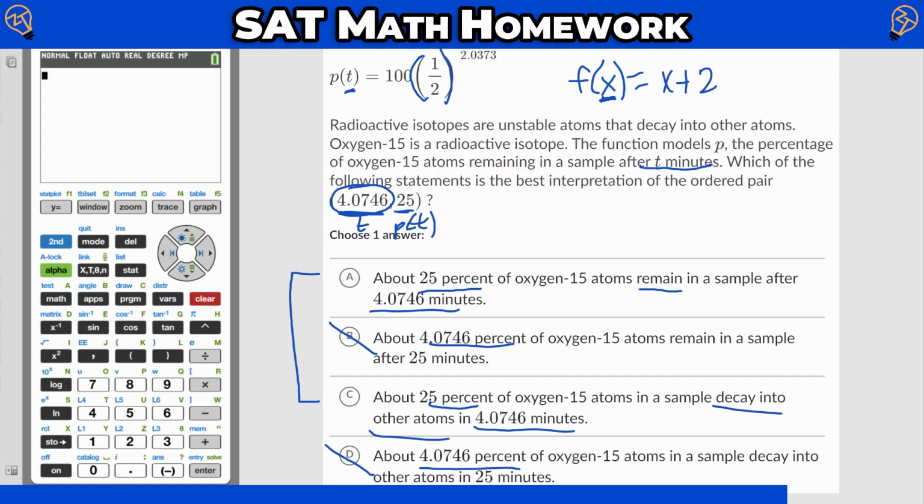But notice, even though it talks about decaying into other atoms, it says the function models P, which is the percentage of oxygen atoms remaining. So it's the amount that remains, not the percent that ends up decaying in a sample. So the correct answer option is A.